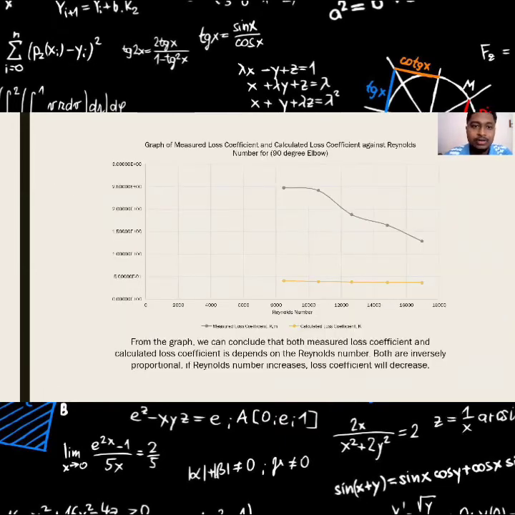And this is the graph for measured loss coefficient and calculated loss coefficient against Reynolds number for the 90-degree elbow. From the graph, we can conclude that both measured loss coefficient and calculated loss coefficient depend on the Reynolds number. Both are inversely proportional. If Reynolds number increases, both loss coefficients will decrease.